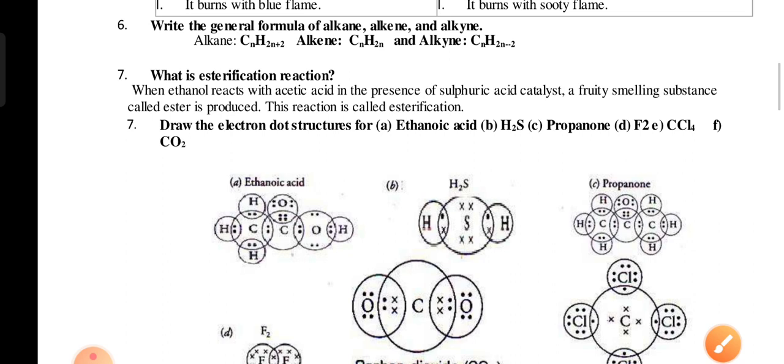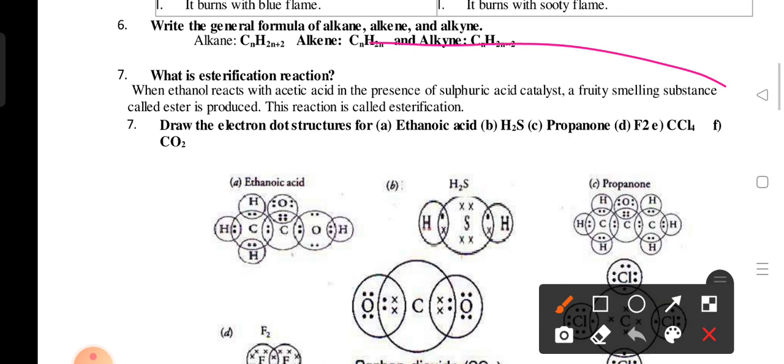What is an esterification reaction? When ethanol reacts with acetic acid in the presence of a sulfuric acid catalyst, a fruity smelling substance called ester is produced. This reaction is called esterification. If you don't want to read this question, neglect it, because it was removed in the 20% reduced syllabus.